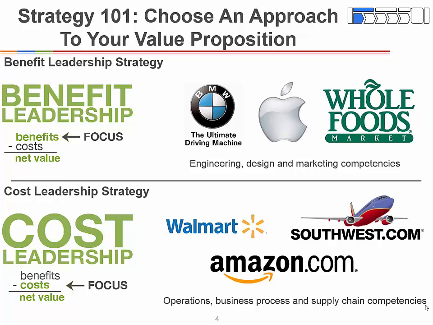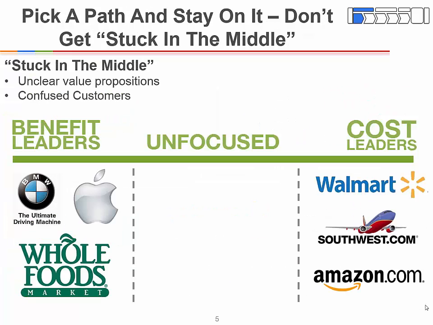And typically companies that excel with this strategy are those that do really well with operations, business process, and supply chain. And those are the two main things you want to think about. So going into a new product development, pick a path, try not to do both. The issue is if you try to do both, you tend to get stuck in the middle.